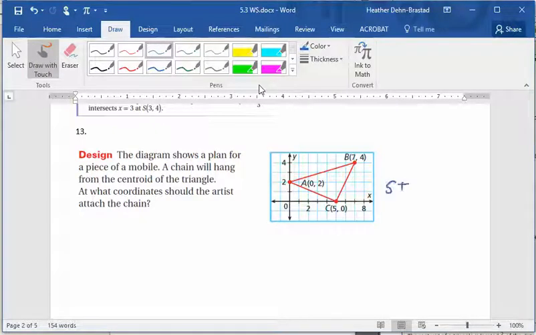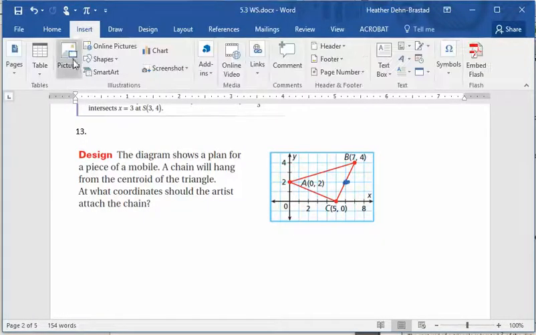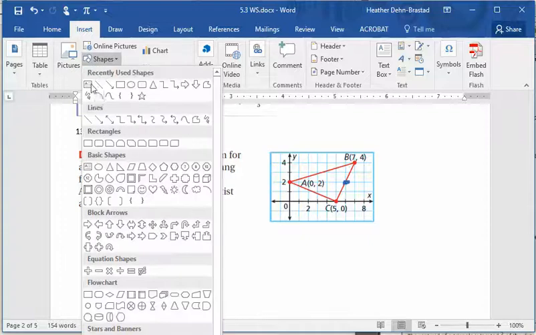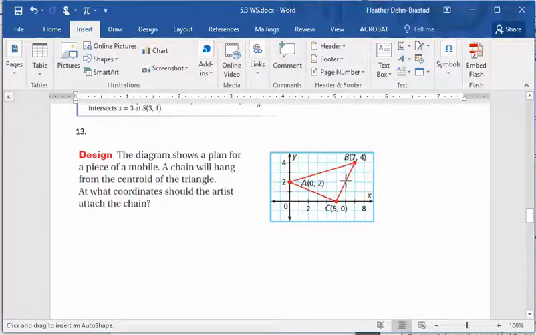Take the x coordinates, add them together, divide by 2. So 5 plus 7 is 12, divided by 2 is 6. Our x coordinate will be 6. And then our y coordinate is going to be halfway between 0 and 4, divided by 2. So that would be 4 divided by 2, which is 2. So the midpoint is going to be at 6, 2, which is right here. So I'm going to go ahead and insert a shape at 6, 2.